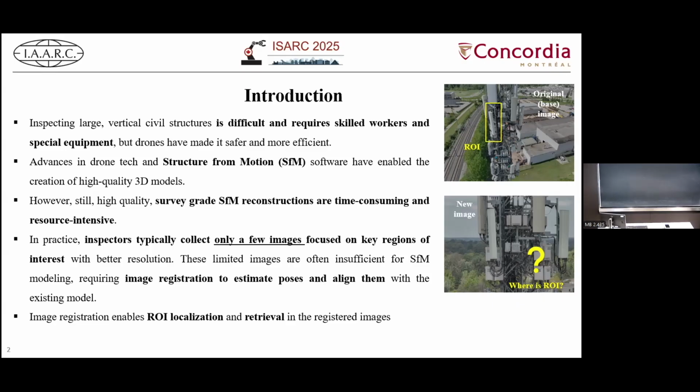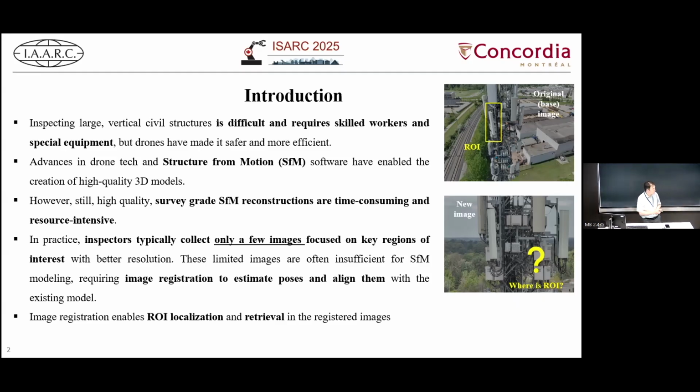But the issue is building a survey grade SFM model is very time consuming, resource intensive, and also very expensive. I'm working on tower inspection right now, but I heard that in practice, they're not collecting many images. They just fly the drone and collect some key areas that they are going to inspect. So they only collect a few images and not a bunch of images, which means that we cannot reconstruct the entire tower model using these few images.